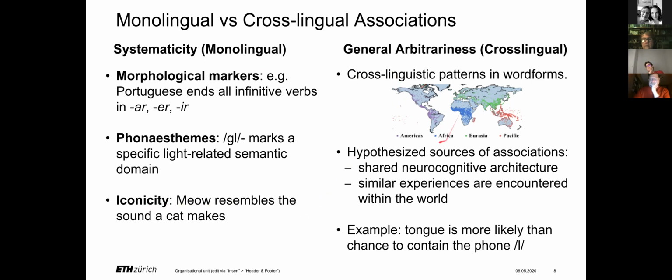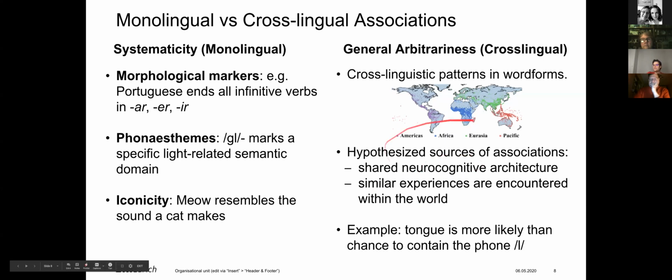But general arbitrariness is general patterns in word forms across the world. So, to go to the third bullet point, there's a non-trivial percentage of the world's languages where the word for tongue starts with L. Or in every language that I know, except maybe Georgian in the Caucasus, the word mama means mother, whereas in Georgian it means father, I think.